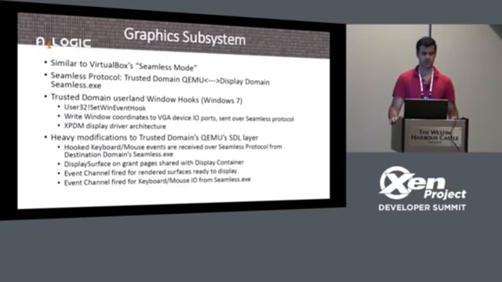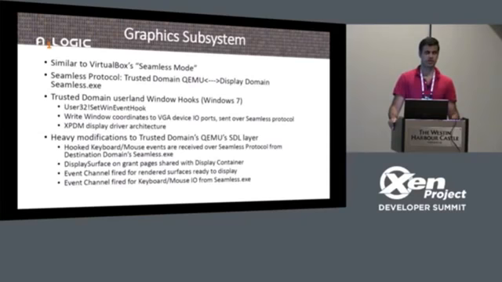So the graphics subsystem, as I mentioned, is similar to VirtualBox's seamless mode. And we have a protocol with two endpoints. One endpoint would be the QEMU model of the trusted domain. The other endpoint would be the user mode application we call seamless.exe in the display domain.